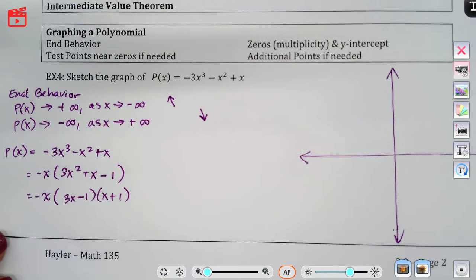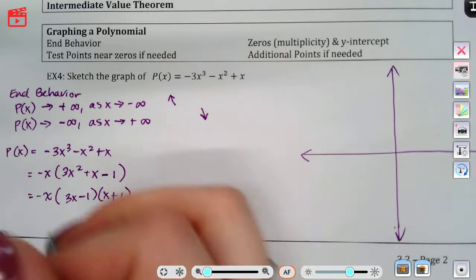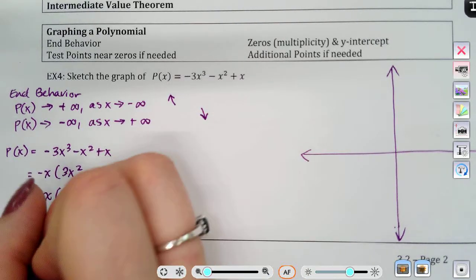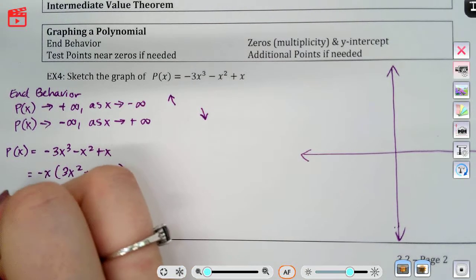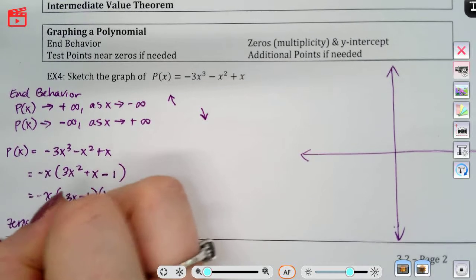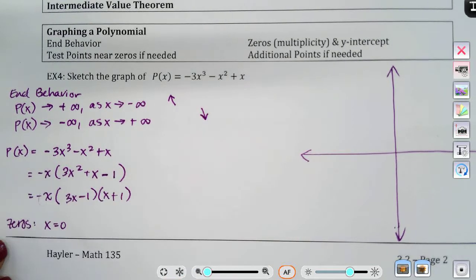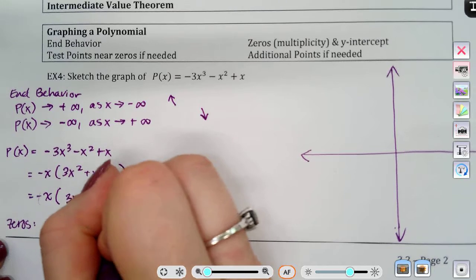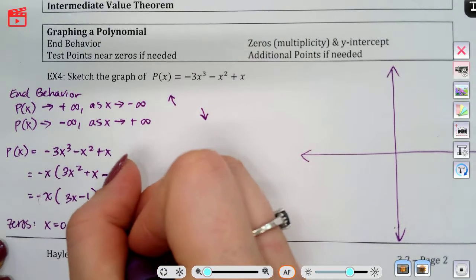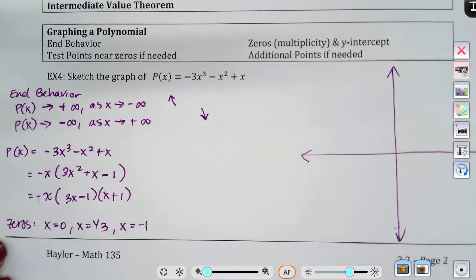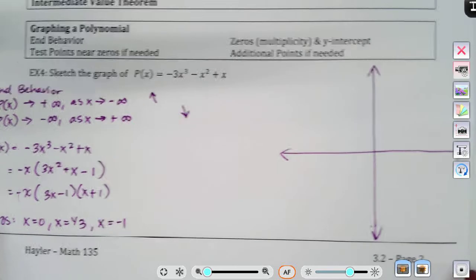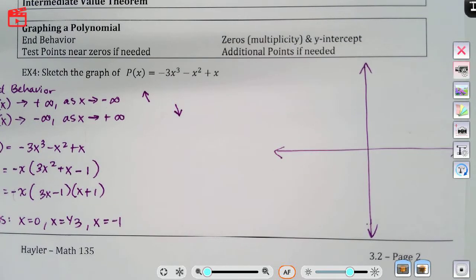So then my zeros, I have 3, because there are 3 factors, excuse me. So my zeros are going to be x equals 0, that's from here. x equals 1 over 3. Got that from this one. Remember, we'd set it to 0 to solve that. And x equals 1.